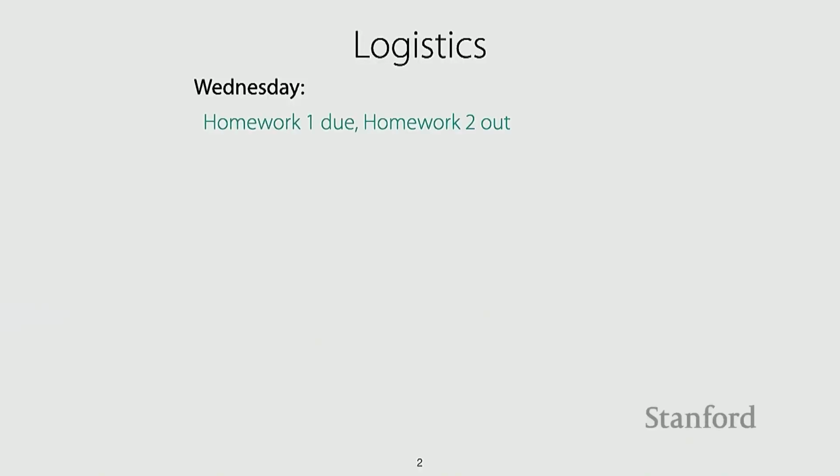First, on Wednesday, homework 1 is due. So hopefully you've been able to make some progress on that. And then we'll also release homework 2 on Wednesday. On Wednesday, the project survey is also due. This isn't binding, but really the goal of this is for us to get a sense for who your groups are so that we can assign a TA as a project mentor or a point of contact.